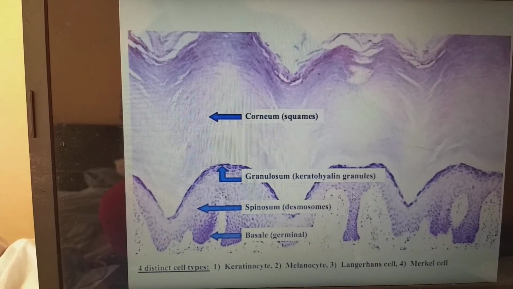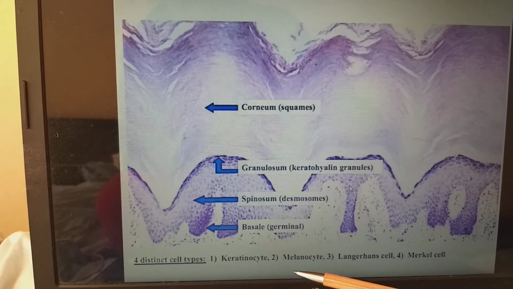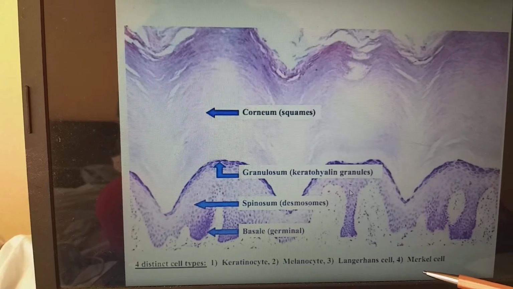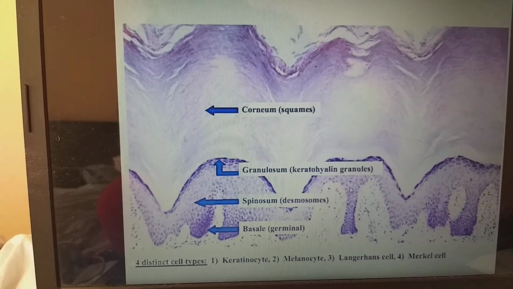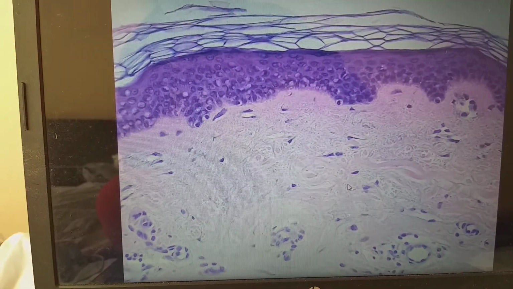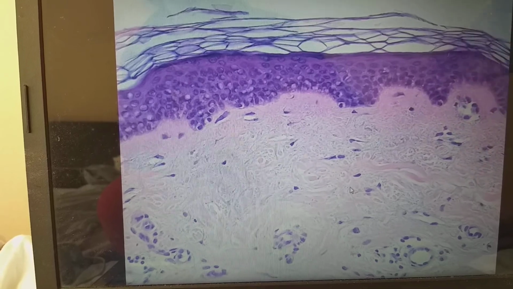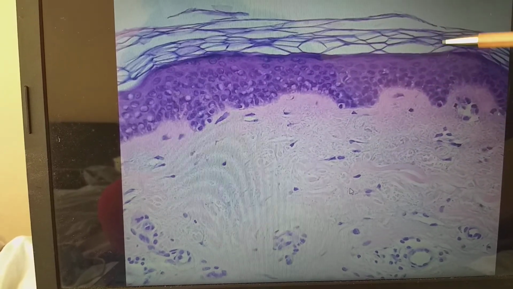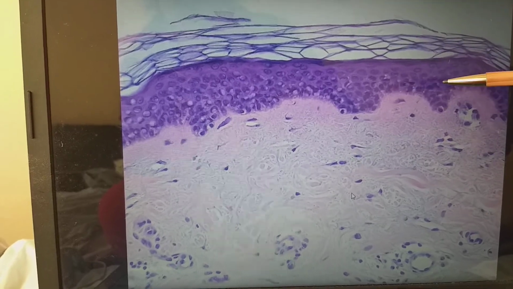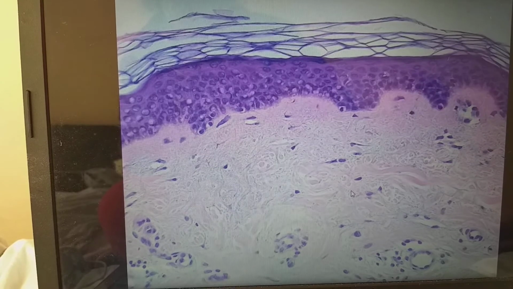We also have 4 distinct types of cells: keratinocytes, melanocytes, Langerhans cells and Merkel cells. So we have 4 types of cells in this epidermis. And this is again the picture of the epidermis and dermis. Here we have the epidermis, which is avascular in nature and consists of 5 layers. And this is the dermis. Again we have 2 layers in the dermis, the papillary layer and the reticular layer.